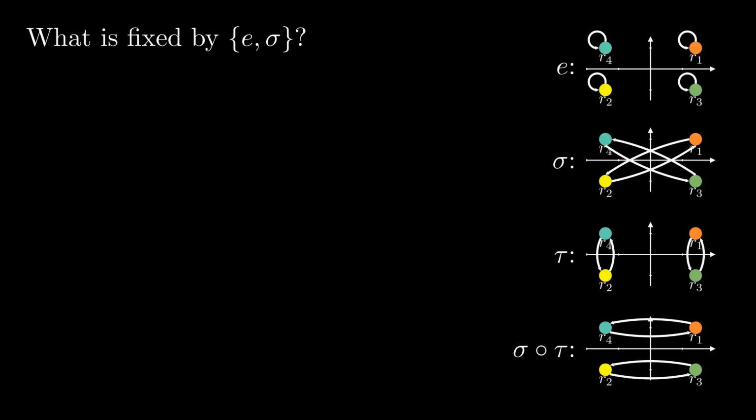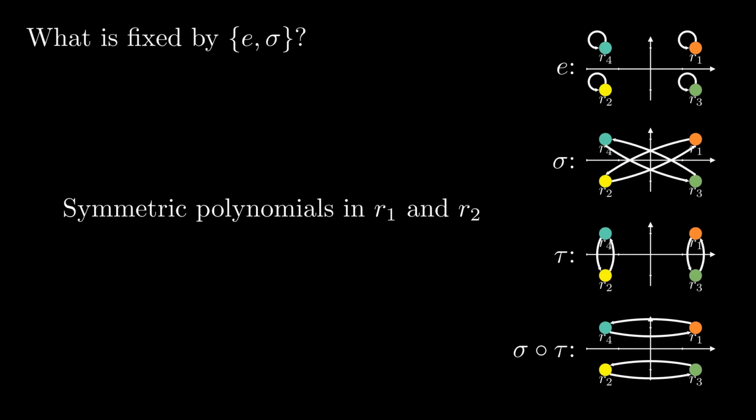How about just E and sigma, where sigma switches R1 and R2? Taking inspiration from Vieta, one set of fixed elements are symmetric polynomials in R1 and R2. For example, R1 plus R2. But remembering our redundancies, that's useless because it equals 0. What about the other symmetric polynomial, R1 times R2? I'm going to pull some magic out of my hat and add 1 and square. You'll see why in a minute, but if we expand this out, we get this polynomial here.